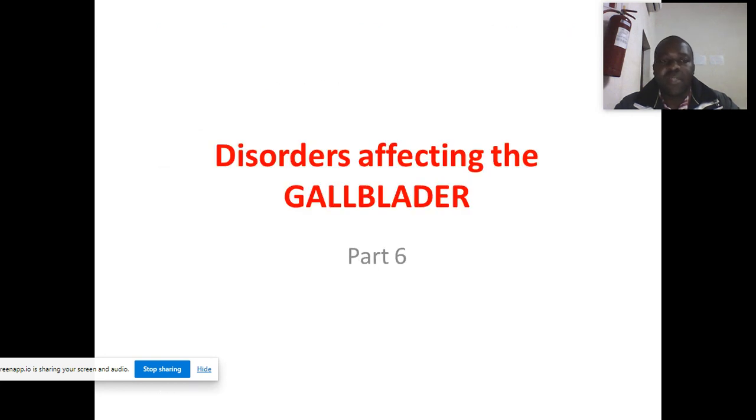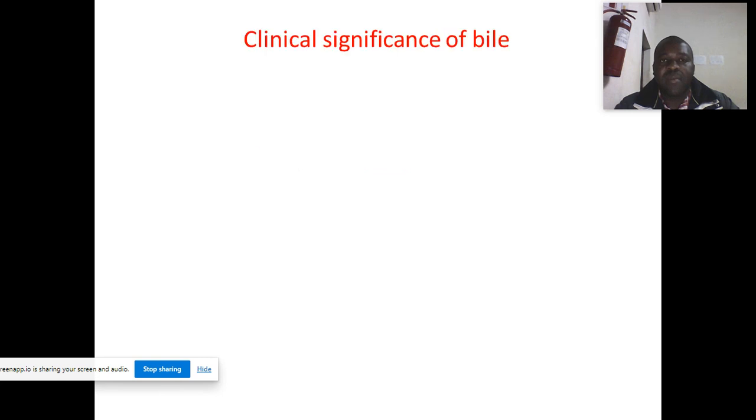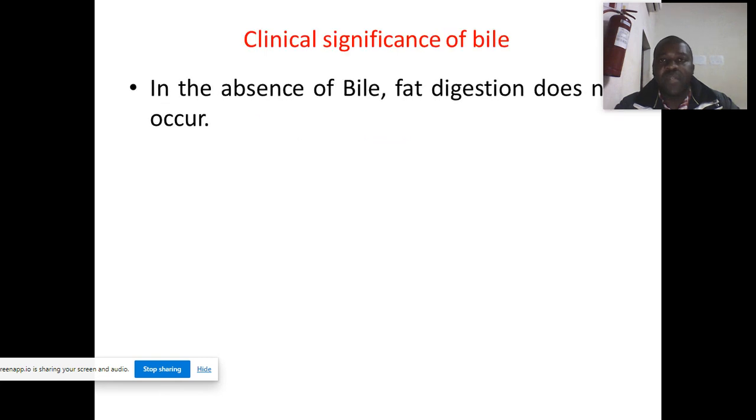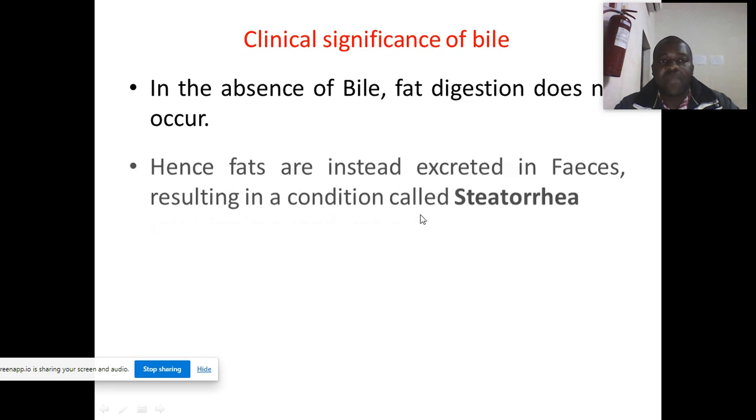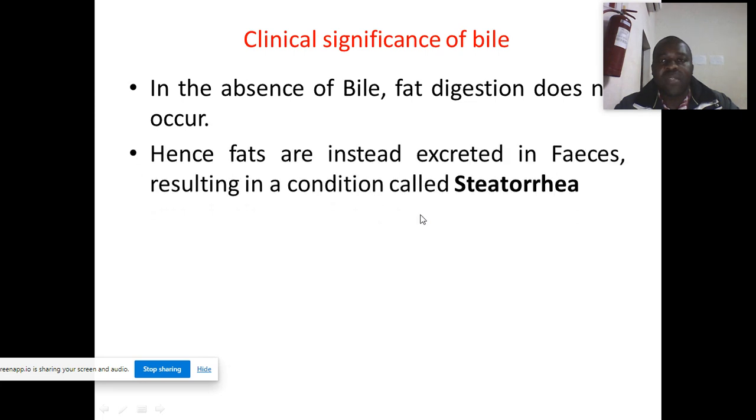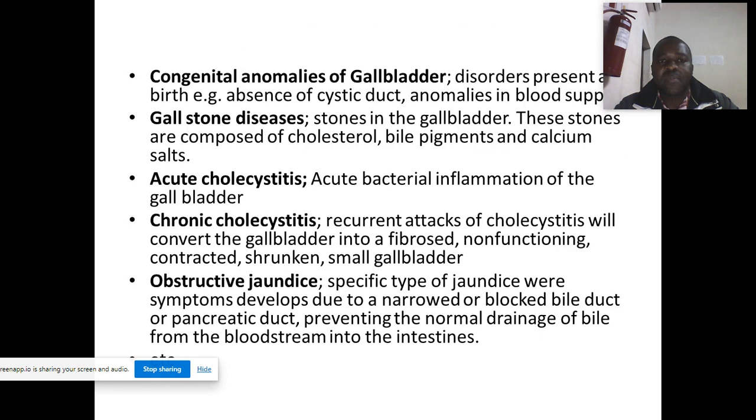Now, what disorders affect the gallbladder? First and foremost, it's important to know that in the absence of bile, fat digestion does not take place. Hence, fats will be excreted in feces, resulting in a condition called steatorrhea. So, what are these abnormalities? I'm just itemizing them so that when we go into pathology, you should still be familiar.